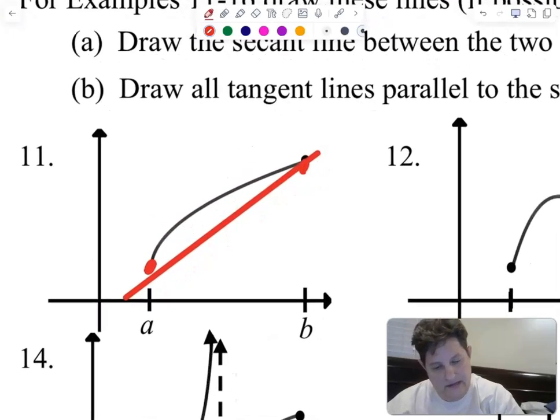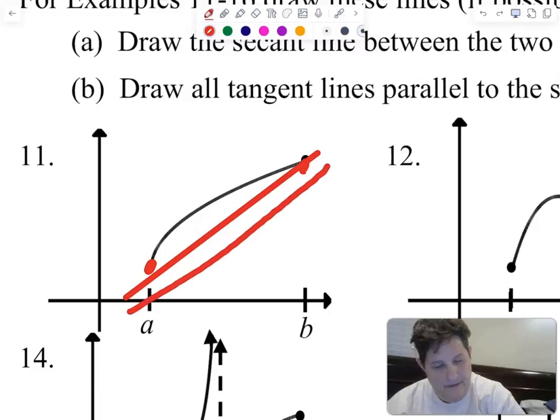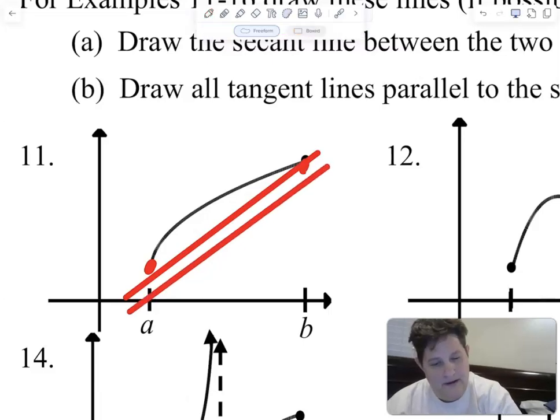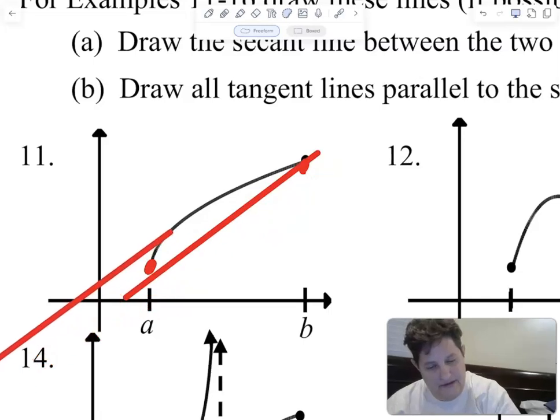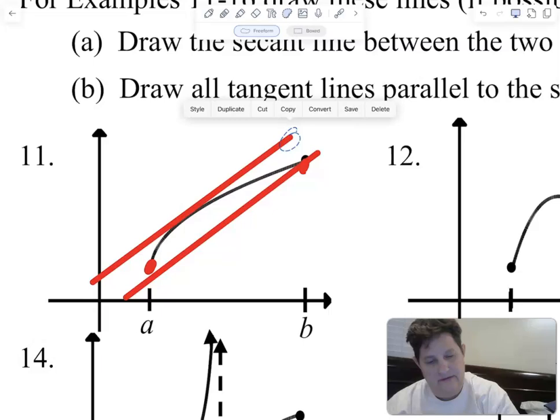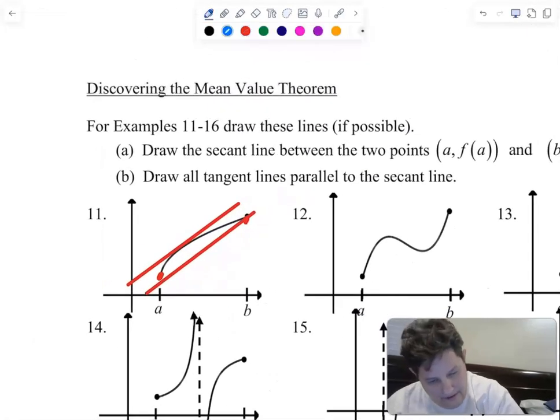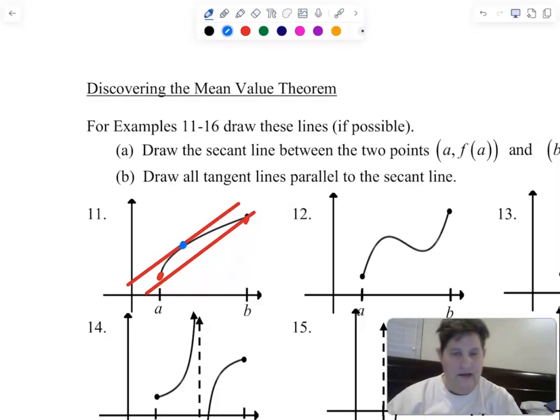So the idea is to draw a parallel line. I don't want to make it that close. Hold on. All right, there we go. There's a parallel line. And a tangent line means somewhere on the curve where it has that same slope. Here is a point where the tangent line has the exact same slope as the secant line.